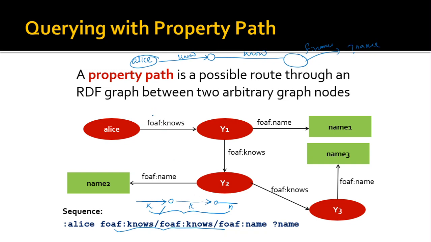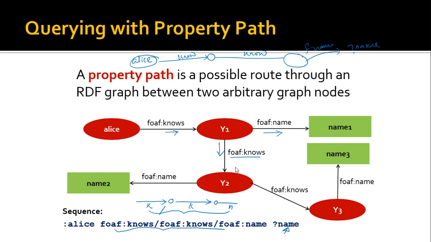So let us see which are the entities that will be an instance or binding for this variable, right? So Alice is connected to y1 via FOAF knows, one path, one property, and then followed by FOAF name. So this cannot be one output because it is having only one FOAF knows, right? Then if y1 is connected to y2 with FOAF knows, right?